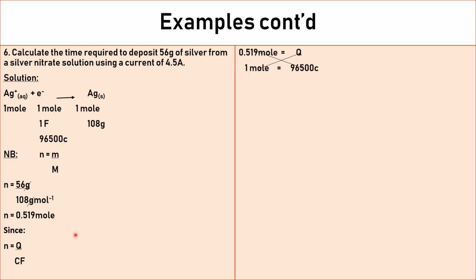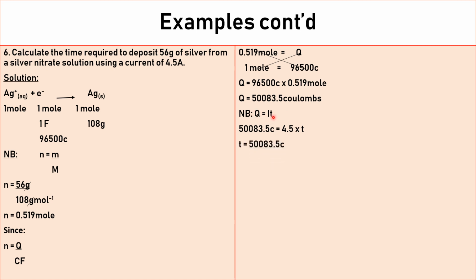We've been able to get the number of moles to be 0.519, but we don't know the quantity of electricity required for that number of mole to be produced. In the equation we have 1 mole of silver requiring 1 Faraday, which is 96,500 coulomb. So make Q the subject of the formula, and we have 96,500 coulomb times 0.519 mole, and that will give us 50,083.5 coulombs.